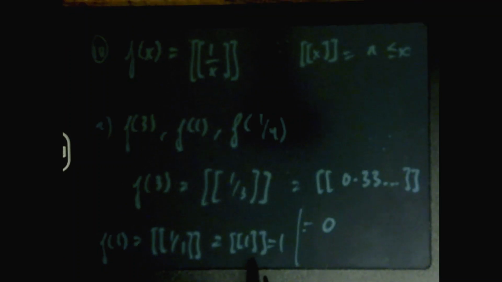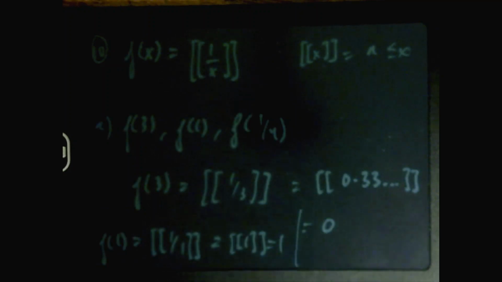So anytime you pass an integer to this function, right? I'm not saying x, because in this function we're actually taking the reciprocal, right? But if it were just x inside these square brackets, then anytime you pass in an integer, it would just be that integer itself. Okay? And the final thing we want to look at is f of 1 by 4.